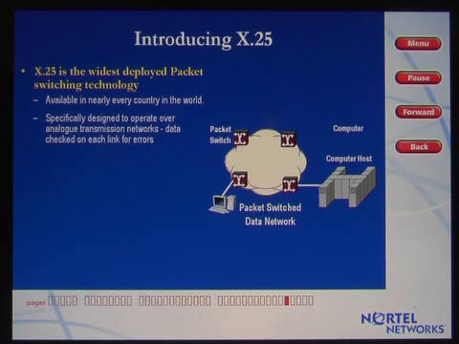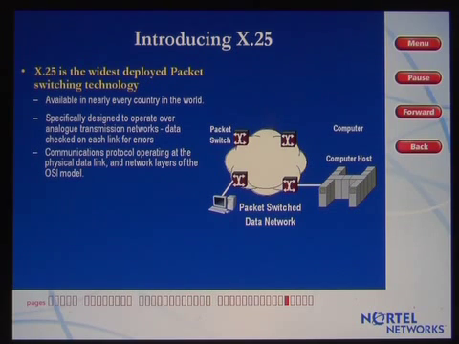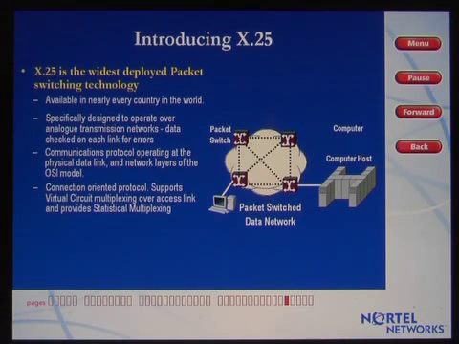Specifically designed to operate over error-prone analog lines, it supports extremely good error detection and correction systems. The standard is well defined by the International Telecommunications Union, ITU, and as a communications protocol, it operates at the physical, data link and network layers of the OSI model. X25 is a connection-oriented protocol and can connect more than one session over the same link using virtual circuits. It supports both PVC and SVC connections. As a packet switching technology, it supports statistical multiplexing.